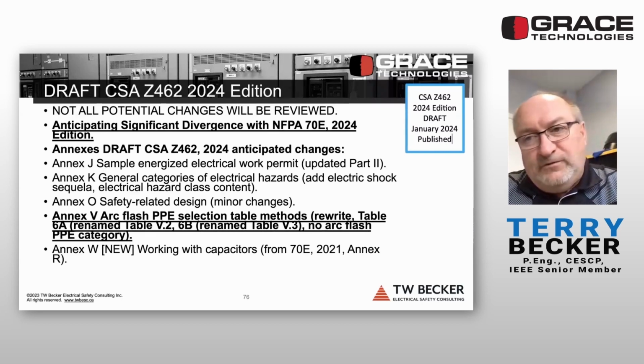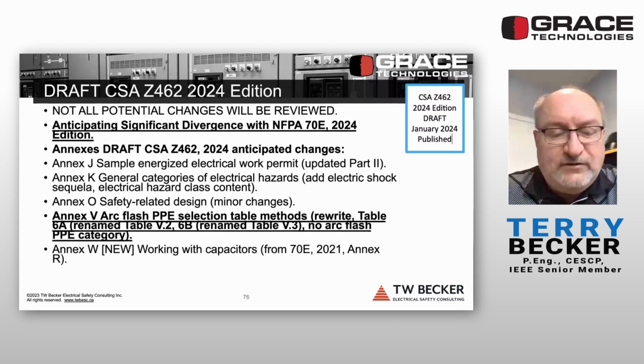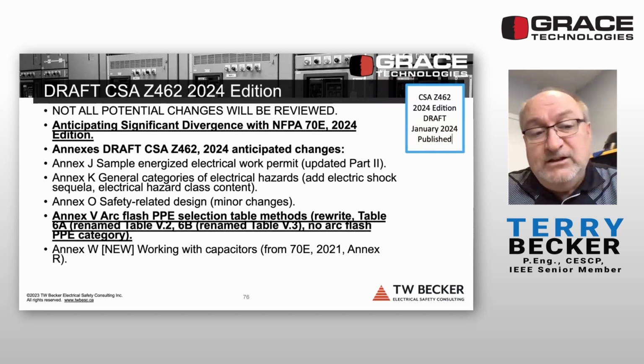Annex V, as I mentioned, we've completely rewritten Annex V in Z462 and moved, unfortunately, Table 6A and 6B to Annex V, renamed them to Table V2 and V3, and Table 6E is gone because we no longer have a conversion from a category to an arc rating. So Table 6E is wiped out.